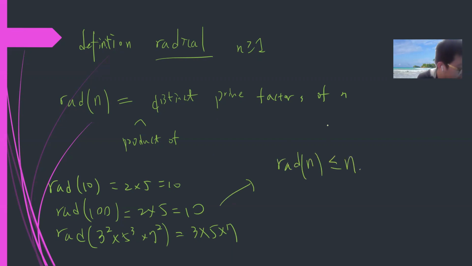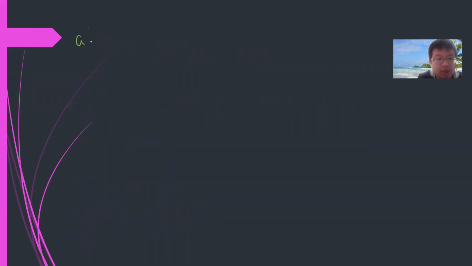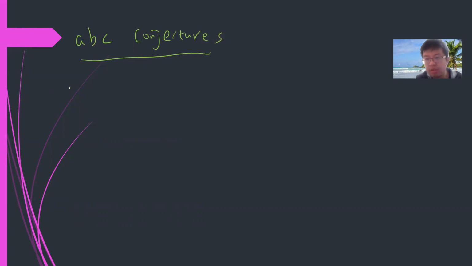Now we are able to study the ABC conjecture. The ABC conjecture is very, very deep, so deep that nobody actually has a proof. There are two statements. Let me give the first one, statement 1.